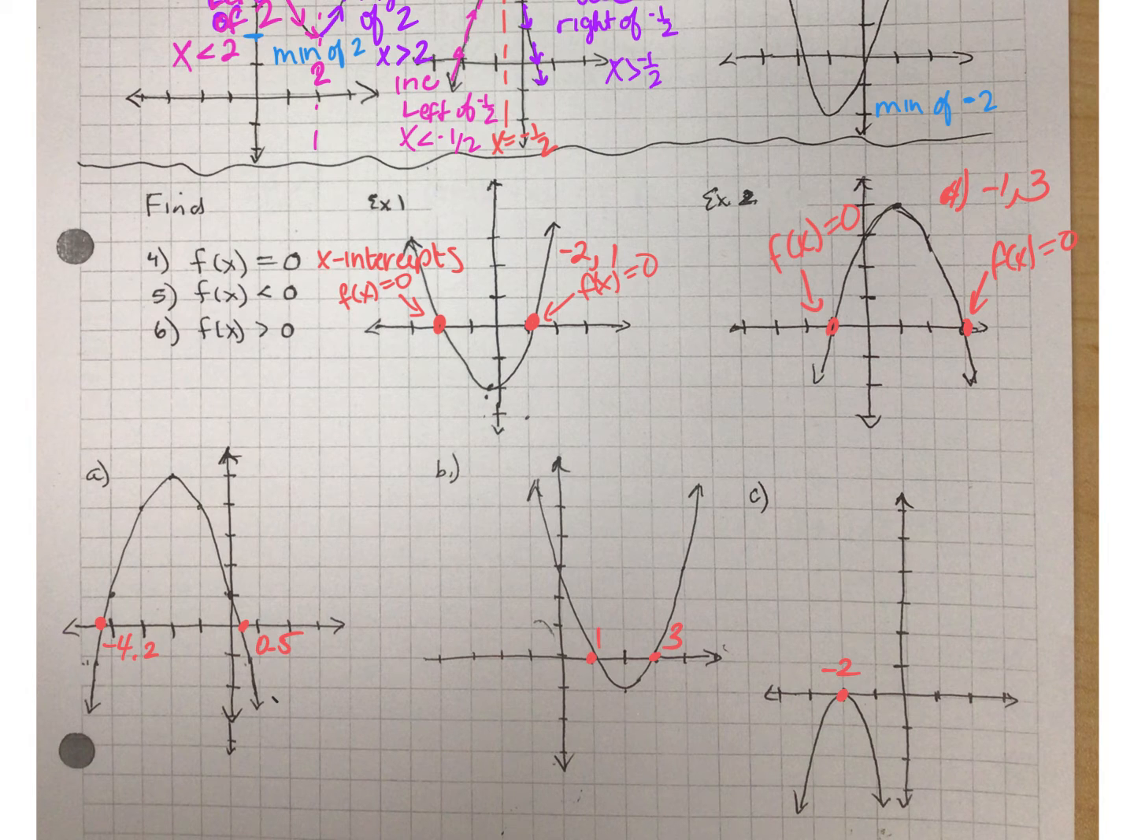Those are the x-intercepts, identifying the points where it crosses the x-axis. The next thing is, where is the function less than 0? If you think about a coordinate plane, f of x is your y values. So are your y values less than 0 above the axis or below the axis? Below. Below the axis is where the y values are less than 0. Agreed? So f of x is less than 0 here. These values are where f of x is less than 0.